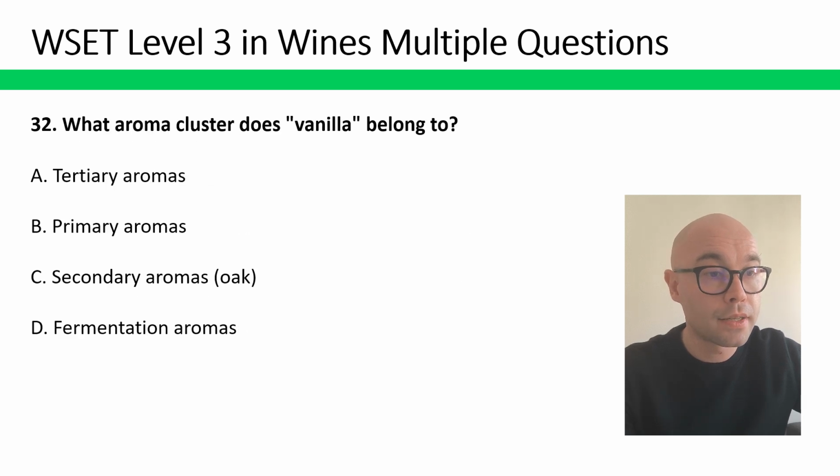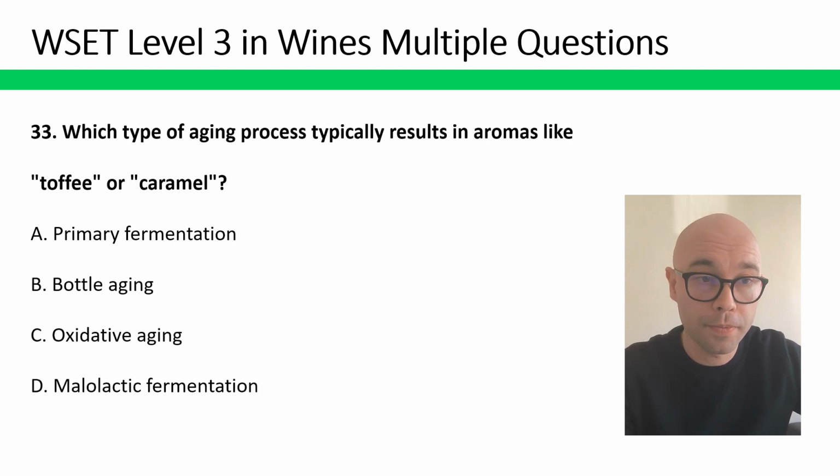What aroma clusters does vanilla belong to? Tertiary aromas, primary aromas, secondary aromas of oak, fermentation aromas. The correct answer is C, secondary aromas of oak.